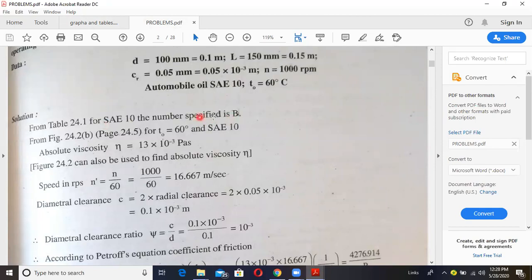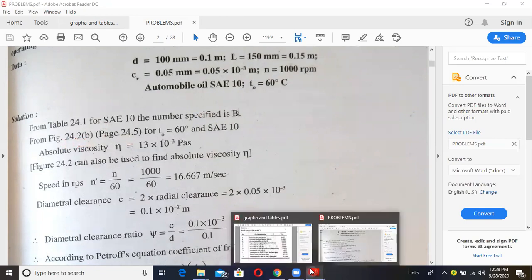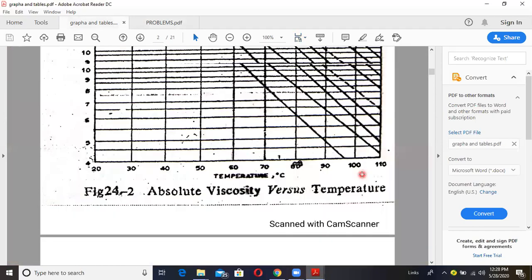Once we got the number, then we have to refer the figure. That is nothing but 24.2. Now I will go to the figure 24.2.